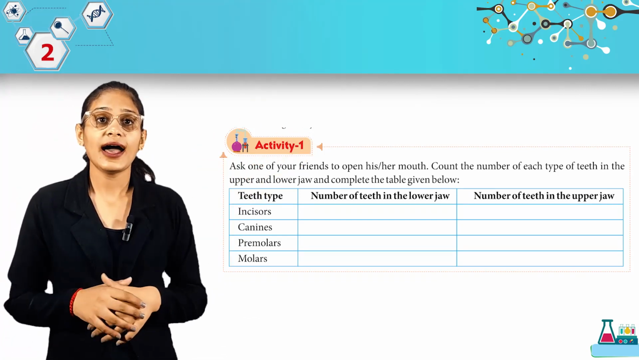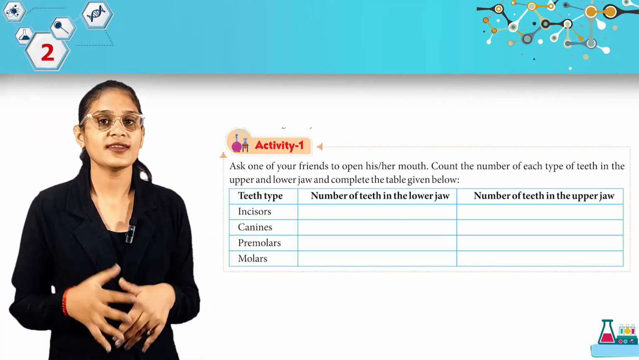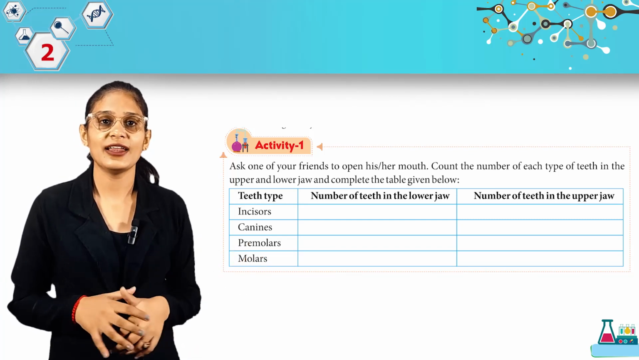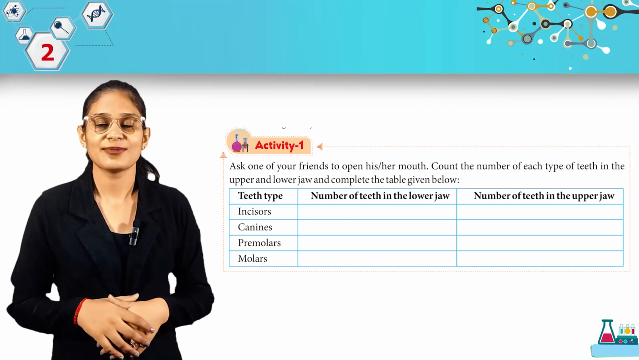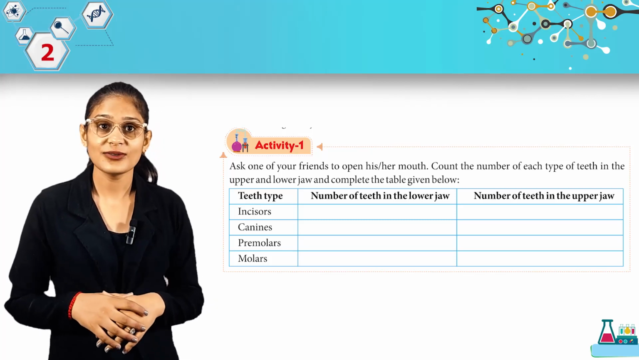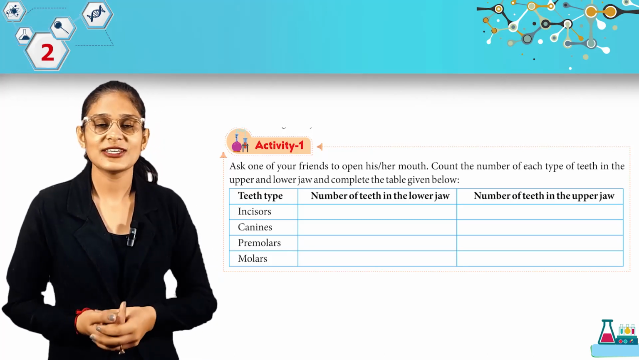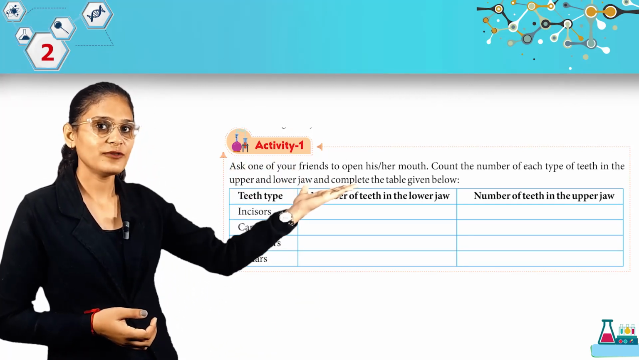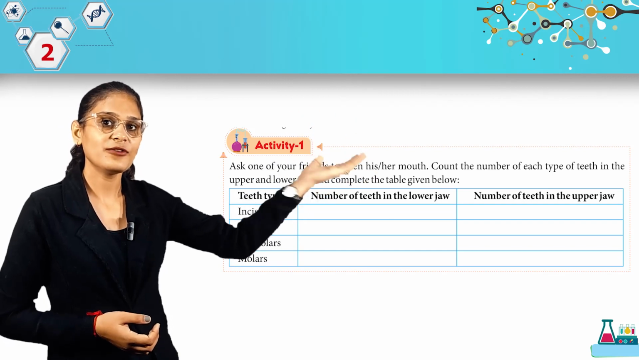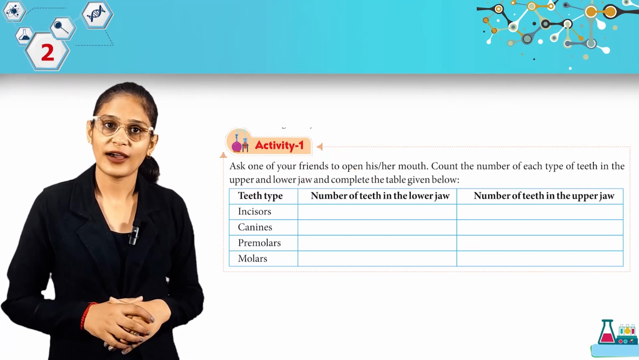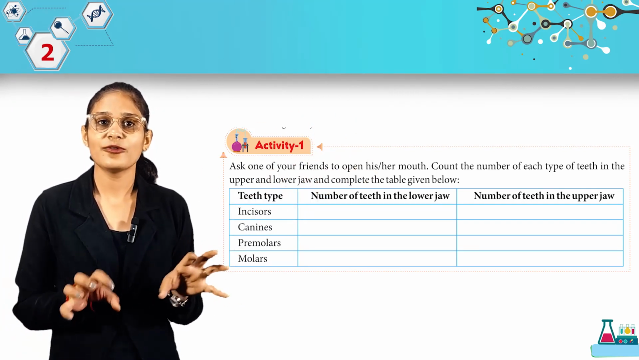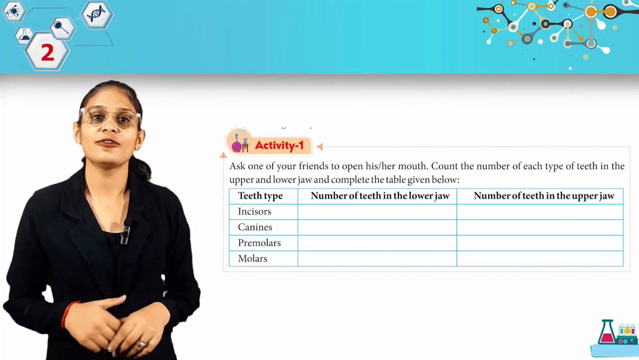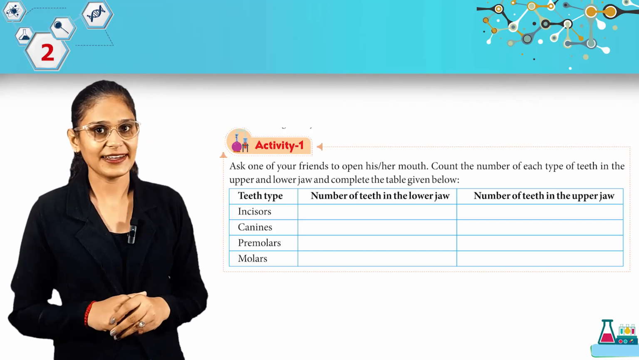Activity 1. Ask one of your friends to open his or her mouth. Count the number of each type of teeth in the upper and lower jaw and complete the table given below. So students, what you have to do? You have to do this activity with your friends. Look at this table: teeth type, the number of teeth in the lower jaw, number of teeth in the upper jaw. So what you have to do? You have to find the type of teeth, and you have to find the number of that type of teeth. Get it? You can do it.